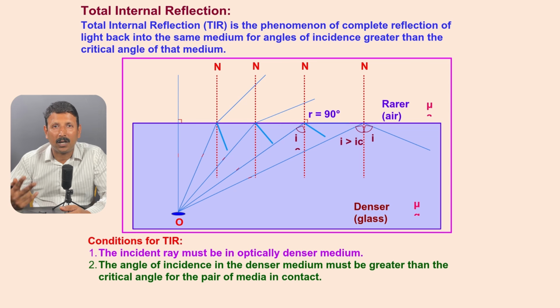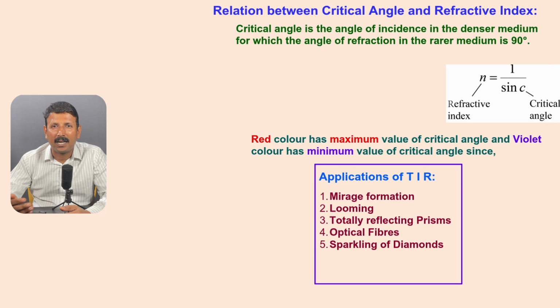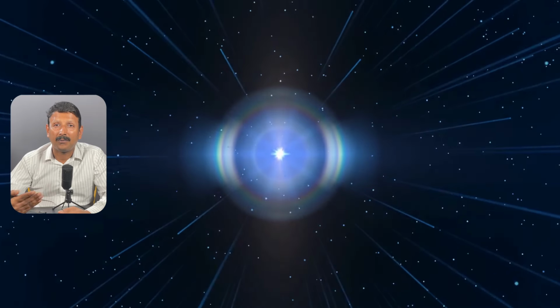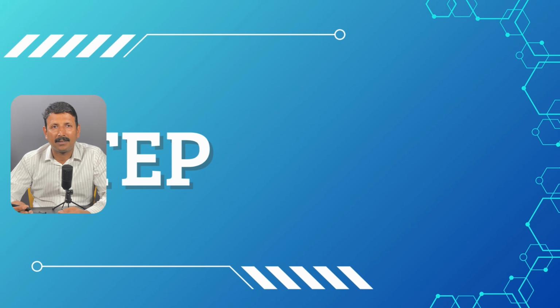For this to happen, two conditions must be satisfied. Condition one: light should travel from denser to rarer medium. Condition two: the angle of incidence should be greater than the critical angle. There is also a relation between critical angle and refractive index, which we use in this numerical and in MCQs: refractive index equals 1 divided by sine C, the sine of the critical angle. Remember this, because sometimes we find the critical angle from the refractive index, and sometimes the refractive index from the critical angle.